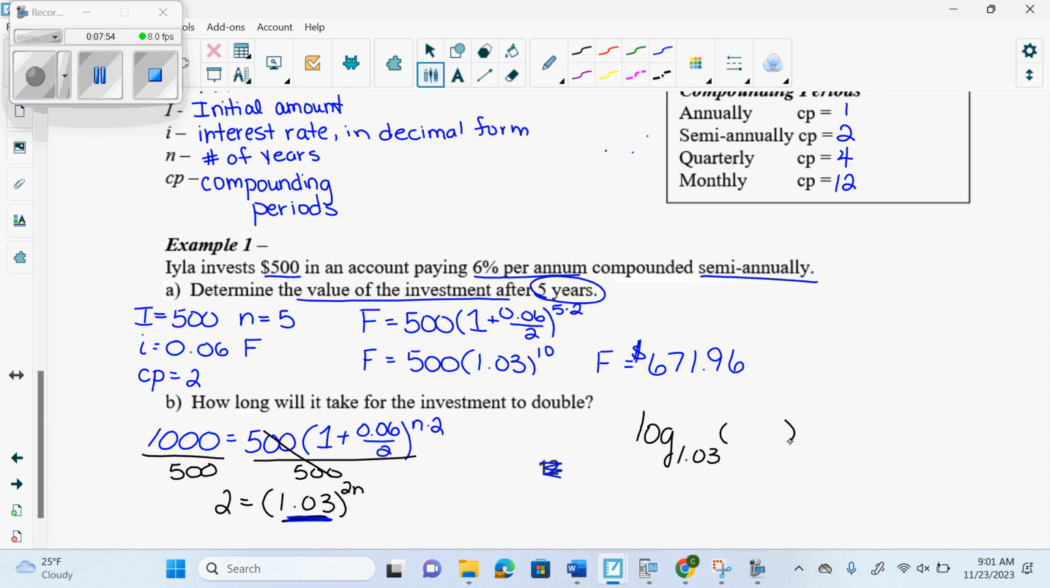So what are we going to get beside? 2. And then it's going to equal 2n. And then I just have to divide my answer by 2. So it doesn't say what to round to. I'm going to round to the nearest whole number, so 12 years.